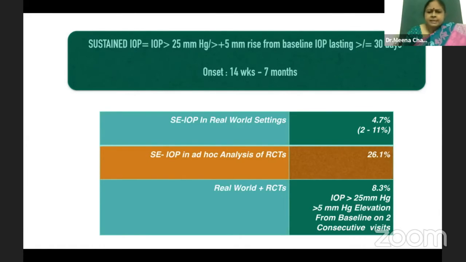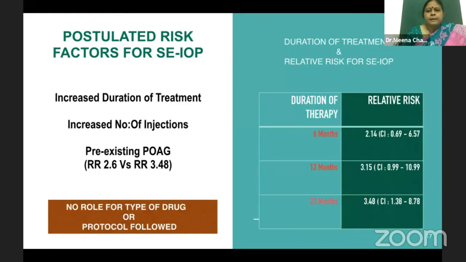If you look at the incidence of sustained elevation of intraocular pressure, there's a vast difference between what we see in the real world settings and if you look at the post hoc analysis of the randomized controlled trials. If you look at a combination of both, the incidence is about 8.3%. The postulated risk factors for sustained elevation of intraocular pressure are an increased duration of treatment, which in turn translates to an increased number of intravitreal injections, and the presence of pre-existing glaucoma. There is no role with respect to the type of drug that we use.